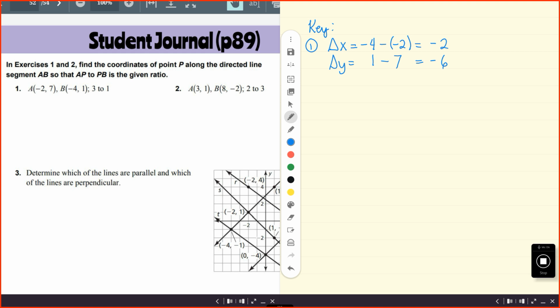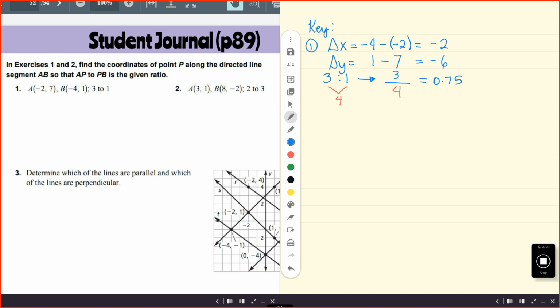Next step, we change the ratio 3 to 1 into a decimal. So how do we do that again? 3, very good. It's not over 1 though. You have to add the 3 plus 1 together. So 3 plus 1 together becomes 4. So that 4 goes to the bottom. So it's always 0.75. Very good. So 0.75. Okay, and that's all we need.